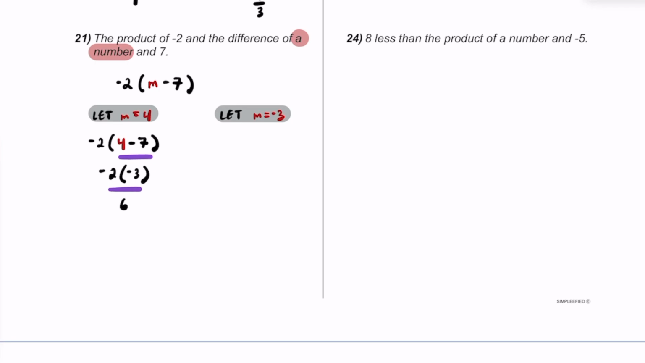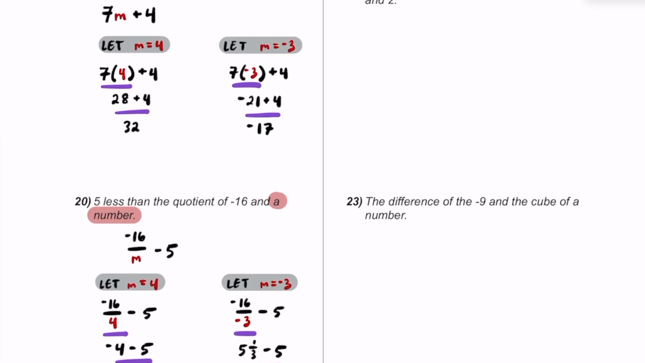Now, what if m is negative 3? Well, it's going to be negative 2 multiplied by this negative 3 minus 7. All right. And again, if you follow the order of operations, negative 3 minus the 7 here, that's going to be negative 10. So we're going to have negative 2 multiplied by negative 10. And if you multiply negative 2 and negative 10, we're going to get positive 20 for the value of this expression.